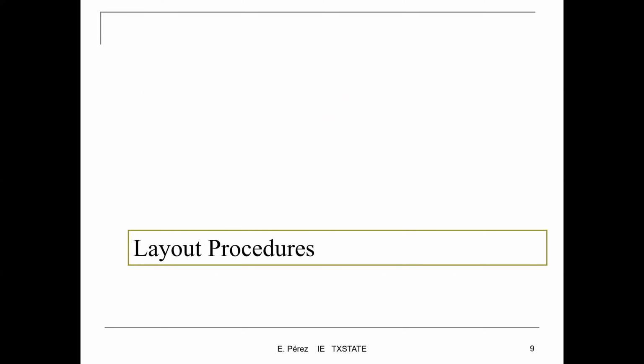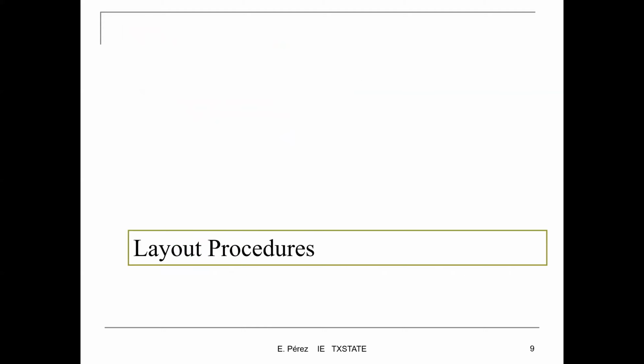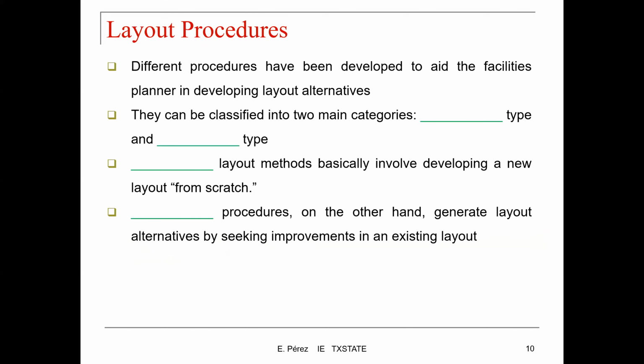So once you identify the right number and the type of departments that you are going to be using for the facility, then you can move forward in terms of locating those departments, which is what we are going to try to do now with the layout procedures. Layout procedures: different procedures have been developed to aid the facilities planner in developing layout alternatives.